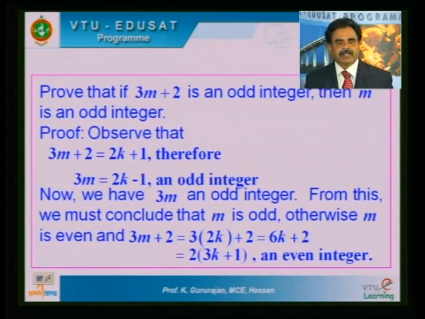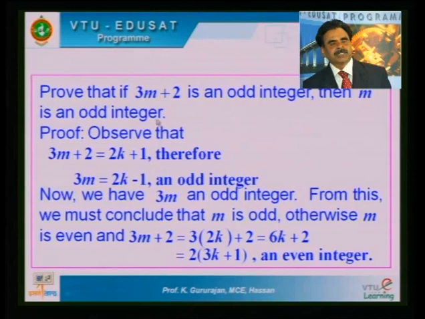Otherwise, what will happen? If you assume that m is not odd, or m is even, then 3m plus 2 becomes an even number. You can verify. I must prove that m is odd, giving an indirect proof. Assume that m is even if possible. Then 3m plus 2 is 3 times 2k plus 2, it is 6k plus 2. I can write it as 2 times 3k plus 1, which is a multiple of 2, so it is an even number. I get that 3m plus 2 is even.